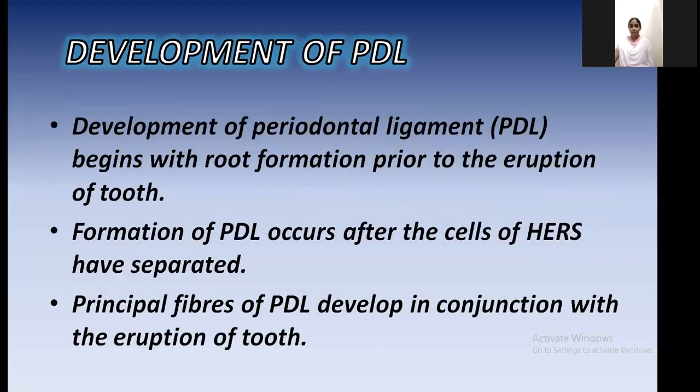The development of periodontal ligament begins with root formation prior to the eruption of tooth. Formation of PDL occurs after the cells of Hertwig's epithelial root sheath have separated. Principal fibers of PDL develop in conjunction with the eruption of teeth. That is, the principal fibers of PDL develop in conjunction with tooth eruption.